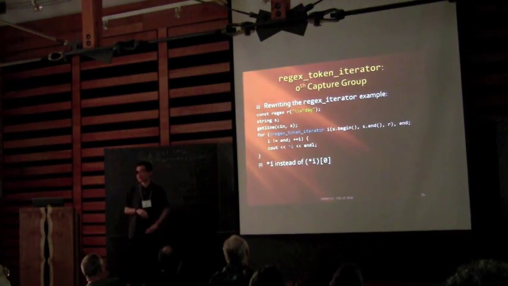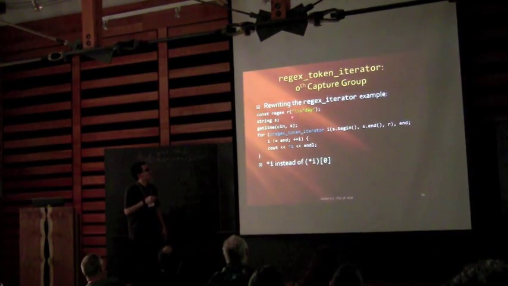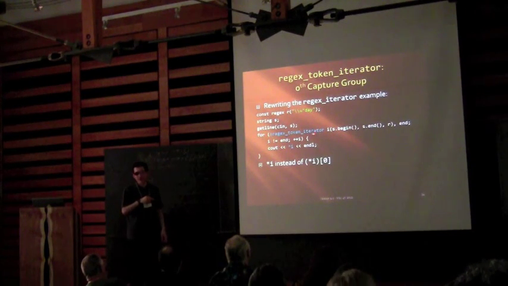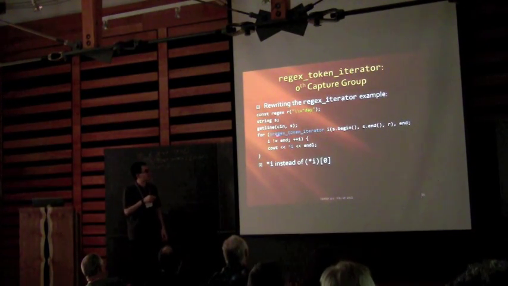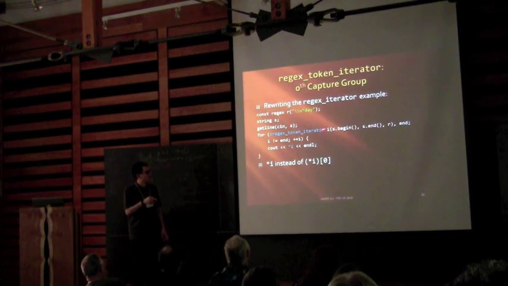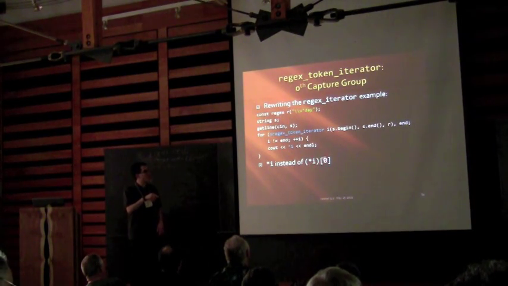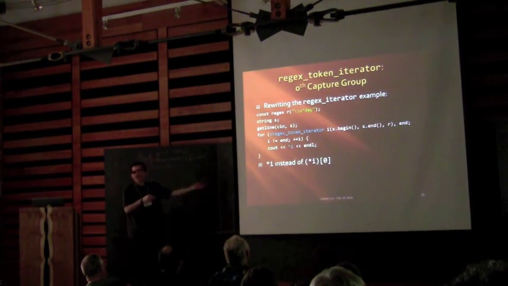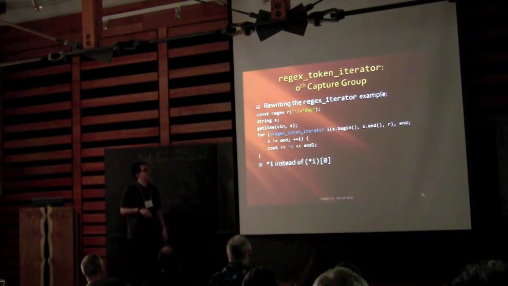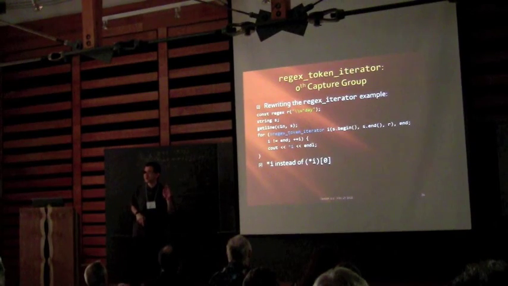Using the zeroth capture group is extremely easy. This looks just like the regex iterator example. Here I've highlighted what's different. If I say regex token iterator, same constructor R, same default end, but instead of dereferencing the iterator to get match results and then saying, hey, I want everything, by default you're going to get capture group zero. So you can just dereference the iterator and you're done. You've got your submatch. But what about that field splitting I mentioned?